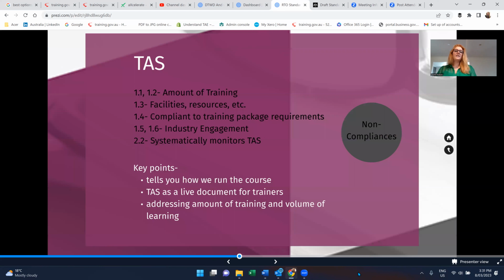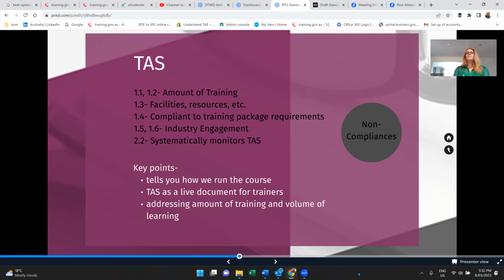So amount of training, facilities and resources, is it compliant to the training package requirements? So one of the areas where I see this going wrong all the time is when an RTO has imported a unit and then that unit supersedes, and there's been so many like BSB, SIT, CHC, all of these things have superseded in the last couple of years. If you've imported units and they've now superseded and they're outside of their teach-out period, you need to bring the new unit in. Okay, which means you need to update the student's training plan, which means you need to make sure you're not issuing certificates with units that the student can no longer do because it's outside of teach out.